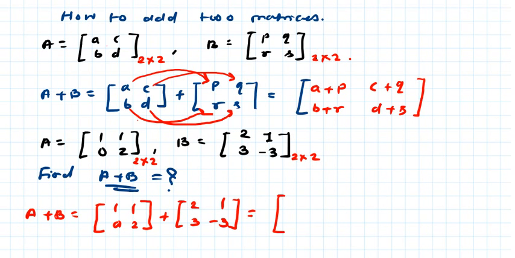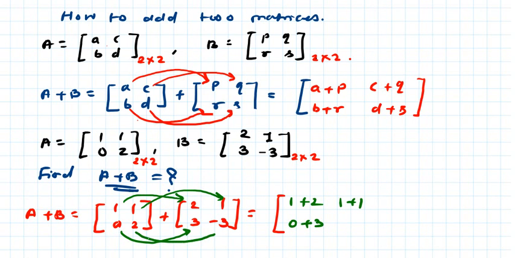While adding you need to add corresponding elements. So what will get added? This 1 will get added to this 2, so this will be 1 plus 2. This 1 will get added with this 1, this will be 1 plus 1. This 0 will get added with this 3, this will be 0 plus 3. This 2 will get added to this minus 3, this will be 2 minus 3. So this will be equal to 1 plus 2 is 3, 0 plus 3 is 3, 1 plus 1 is 2, and 2 minus 3 is minus 1. So this is how we can add two matrices.